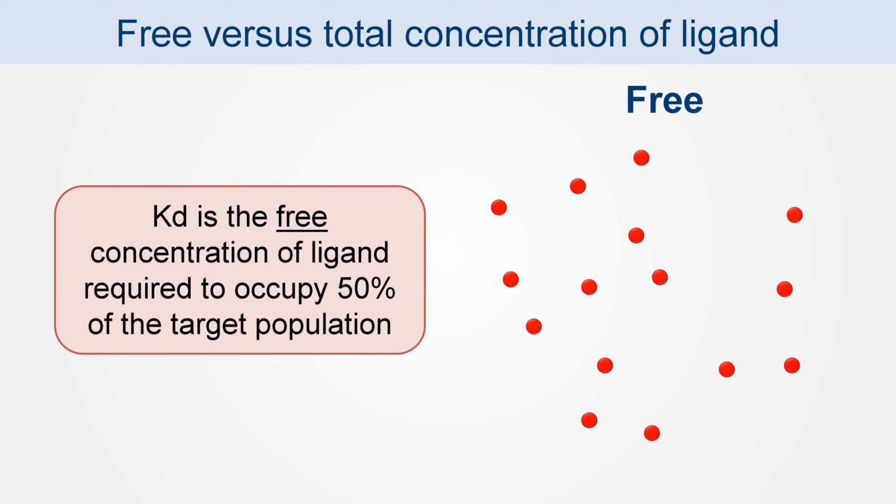Now, here's the pharmacology fine print. It turns out that the affinity, or KD, of a ligand is the free concentration of ligand required to occupy 50% of the targets. The KD is not the total concentration of ligand we add to the assay, it's the free concentration of ligand that remains in solution after ligand has bound to the target. In the previous slides, we have effectively been plotting the wrong value on the x-axis of our graphs. Instead of using the total concentration, in principle, we should be using the free concentration.